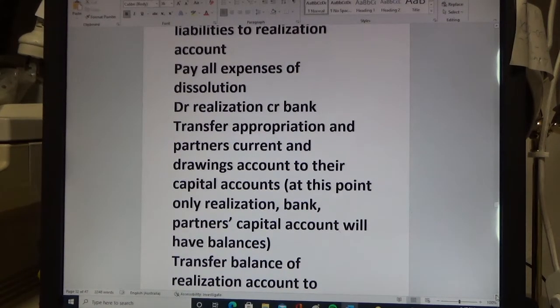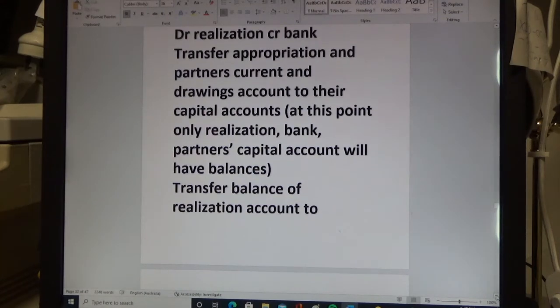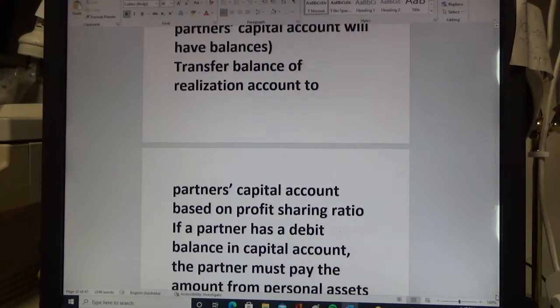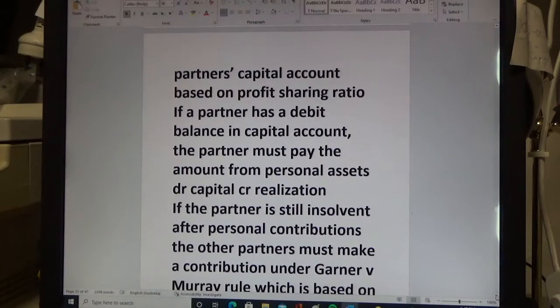At this point only realisation, so realisation is kind of the last account left standing in this, which includes items such as bank and partners' capital account, will have balances. Transfer balance of realisation to partners' capital account based on the profit sharing ratio. Once the partners have got their money from asset sale, effectively, realisation is just part of the history of how the partnership was wound up. Even that becomes less important.